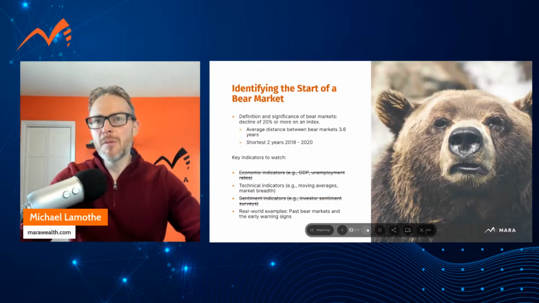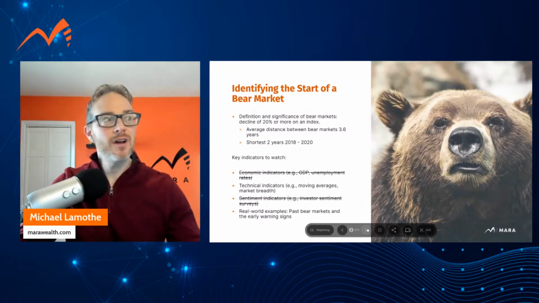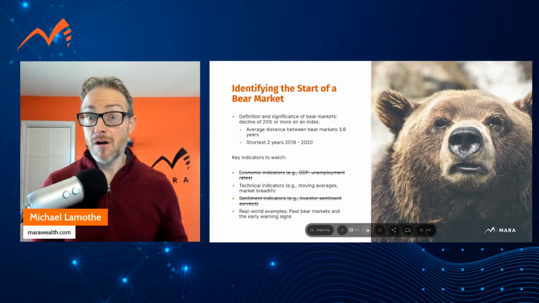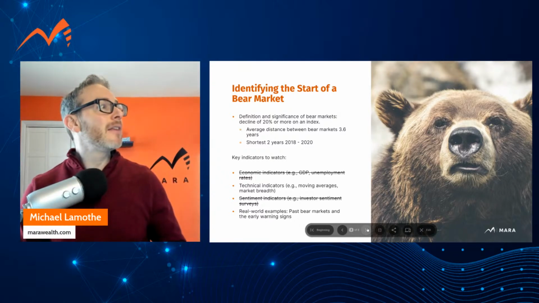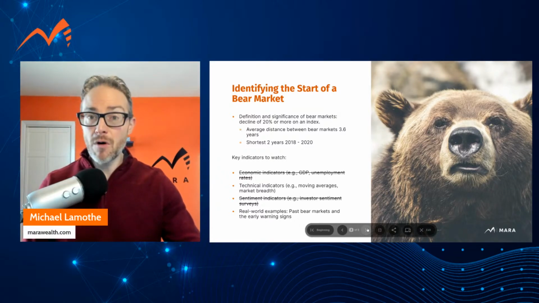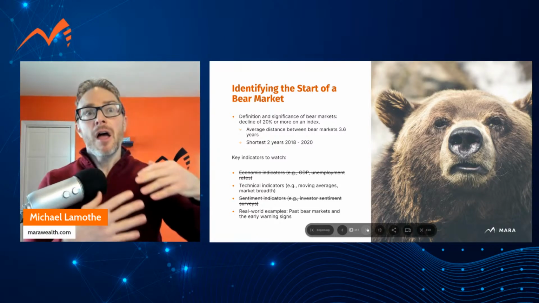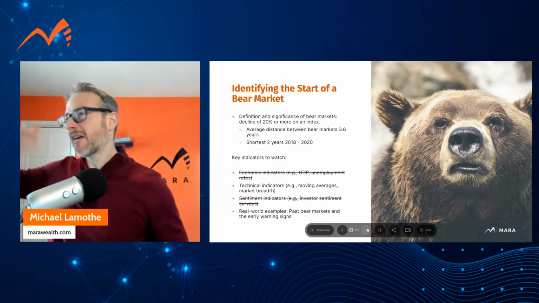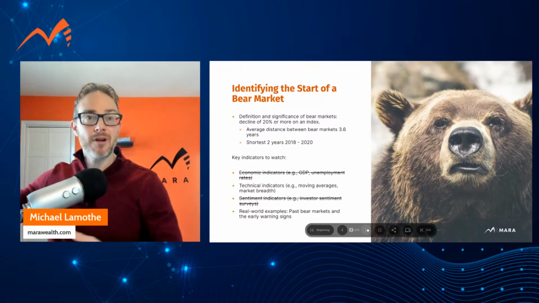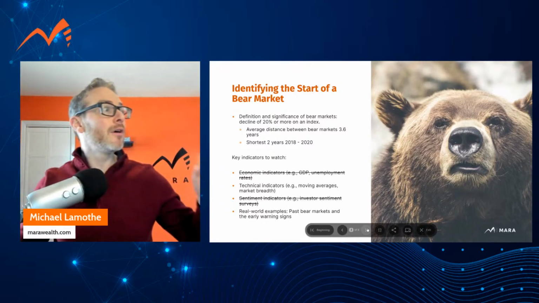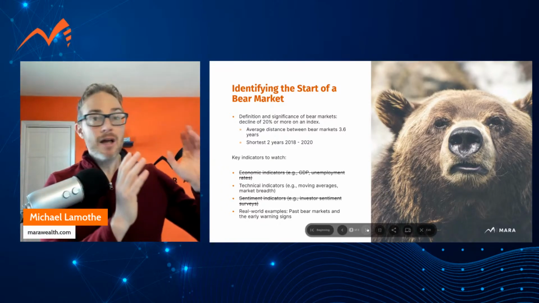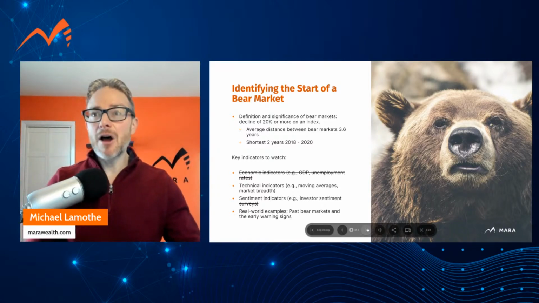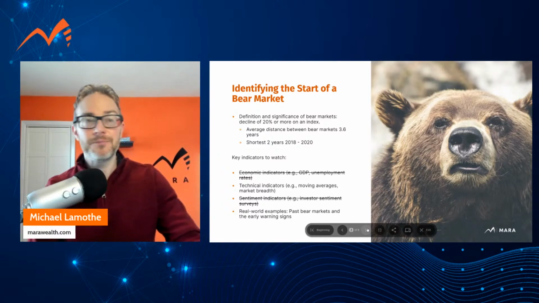Okay, so number one, identifying the start of a bear market. I thought it would be helpful to first have a definition of what a bear market is. So a definition: it's a drop of 20% or more on an index from the top. The average distance between bear markets, right? So you have a bear market, then a transition into a bull market, bear market, bull market, etc. And that's how the story goes. Your average distance between the start of a bear market and the next bear market tends to be about 3.5 years.